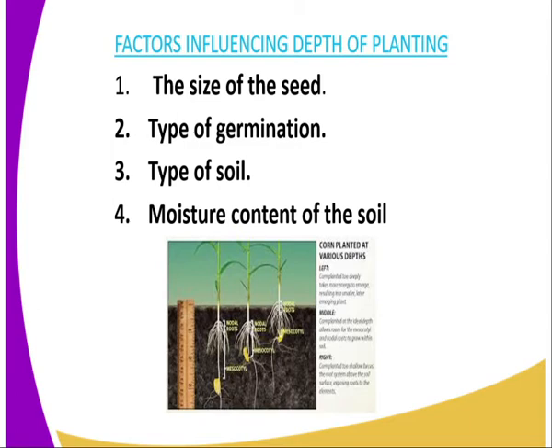Then we have the fourth factor, moisture content of the soil. For those soils which have plenty of moisture, it means that they need a shallow depth, while for those soils that have less moisture, the depth of planting should be deeper.